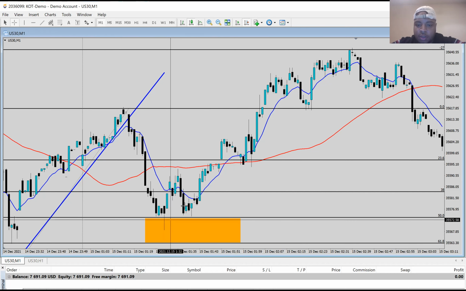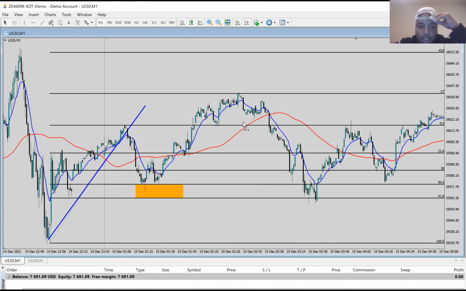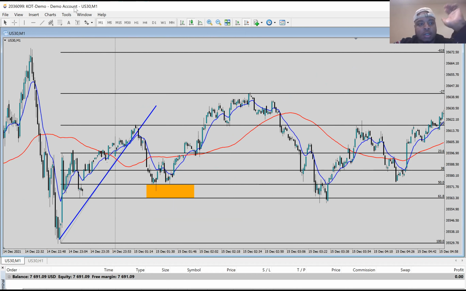So take the trade here. You can get out back at zero, or you can get out at the 27 extension. But I also want to show you guys another confirmation that I discovered this past week.